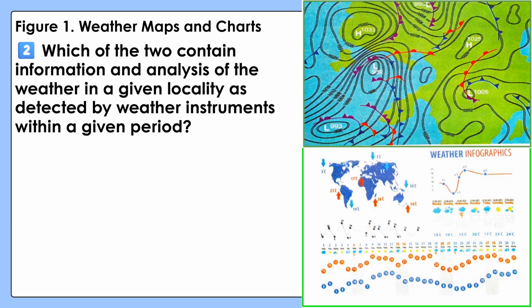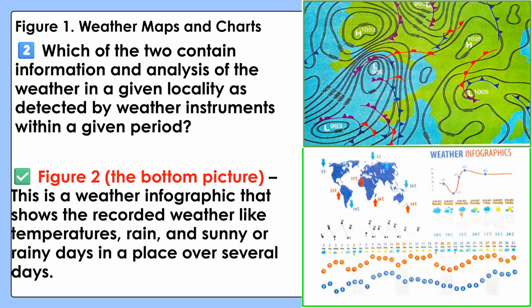Number 2. Which of the two contain information and analysis of the weather in a given locality as detected by weather instruments within a given period? The answer, Figure 2, the bottom picture. This is a weather infographic that shows the recorded weather like temperatures, rain, and sunny or rainy days in a place over several days.